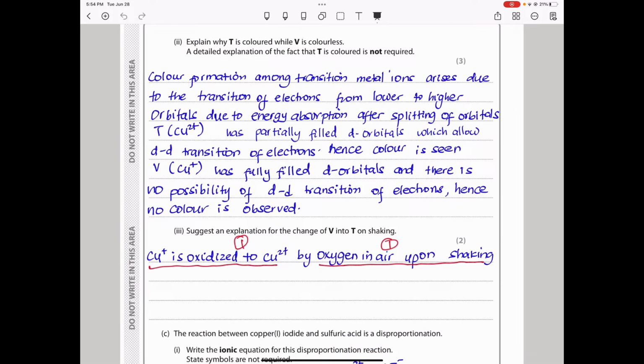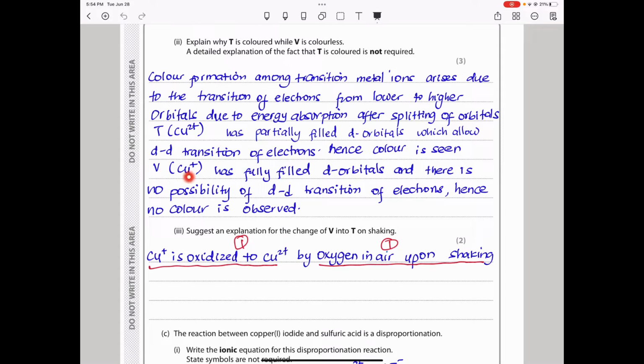So the next part I say, orbitals due to energy absorption after splitting of orbitals. So here we see the T, which is copper 2 plus, has partially filled d orbitals, which allow d to d transition of electrons. Hence, color is going to be observed. This is the reason why color is observed.